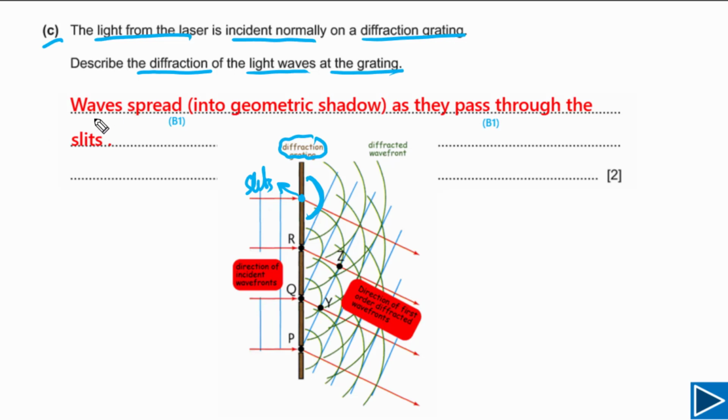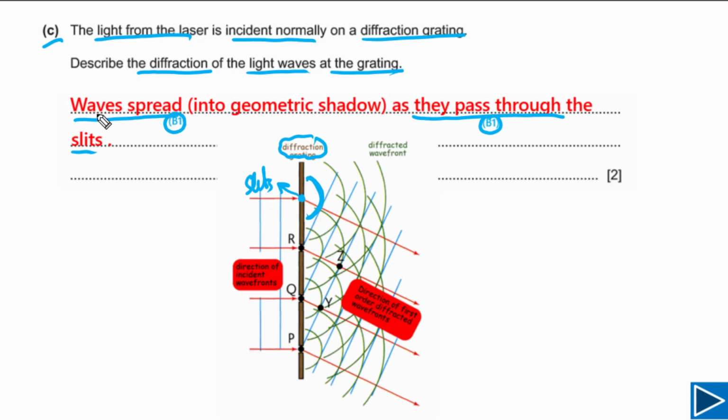If you have mentioned in your answer waves spread out, you will get 1 mark, and this is a B mark, meaning it has to be in your answer. And the second mark you will get if you have mentioned as they pass through the slits, so you will get the second B mark. So this question has 2 marks.